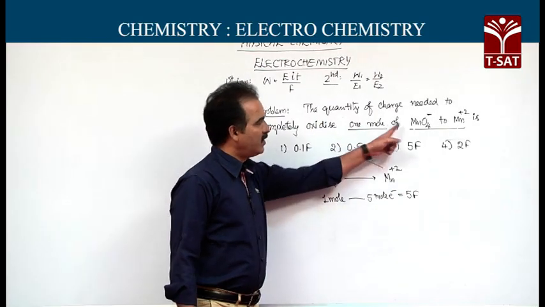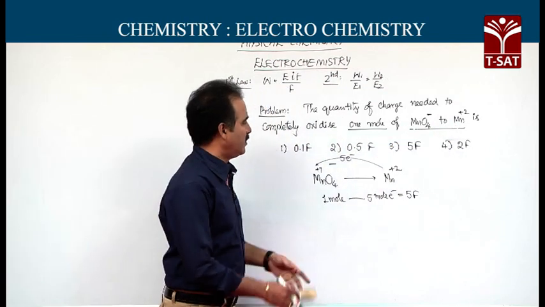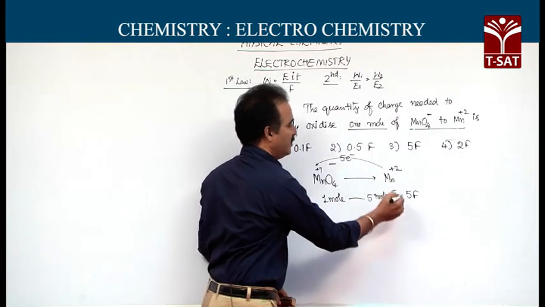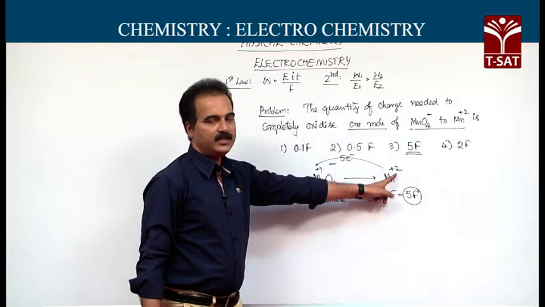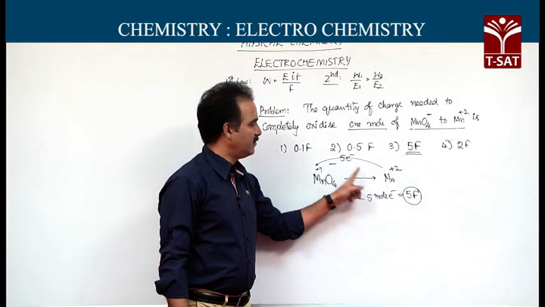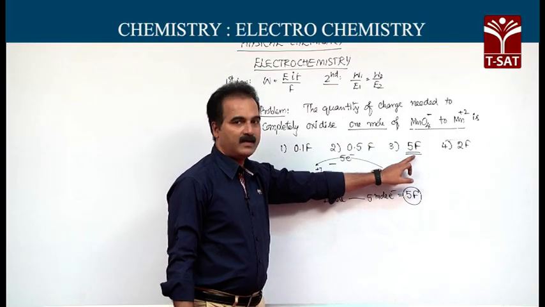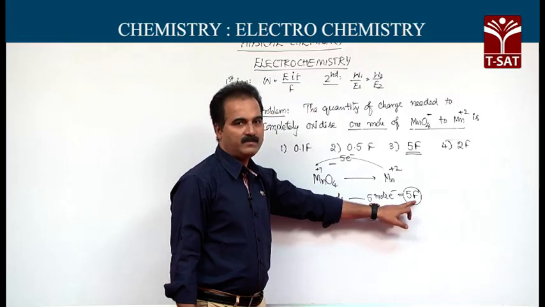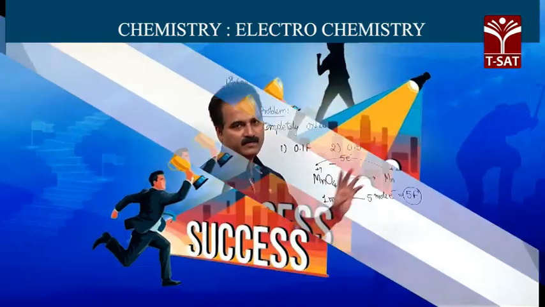So, for complete reduction of 1 mole of MnO4- to Mn+2, the quantity of charge needed is 5 Faradays. So, we should find the change in oxidation state and that will decide the quantity of charge. For 1 mole 5 Faradays, half mole 2.5 Faradays, like that any number of moles will decide the Faradays.